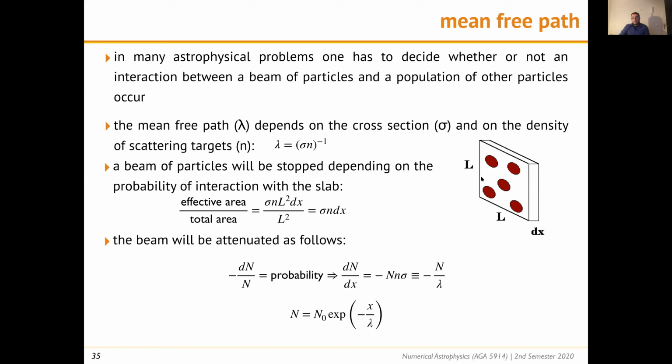The mean-free path tells us the typical distance that a particle can travel before 1 over e of these particles have interacted with the scattering centers shown in red. Okay? This calculation is straightforward. I'm not going to elaborate on it. I'm pretty sure you've seen this before anyway. So if you have a beam of particles traveling through a medium, how many of these particles will interact in the first step? That's basically given by this.